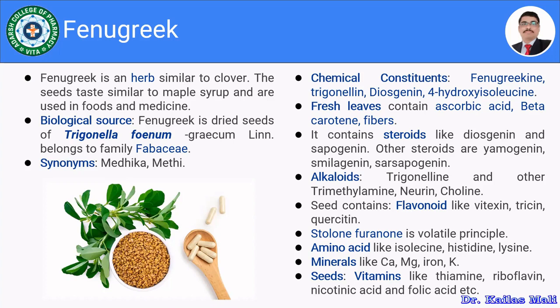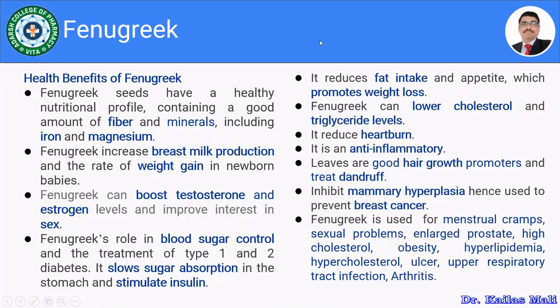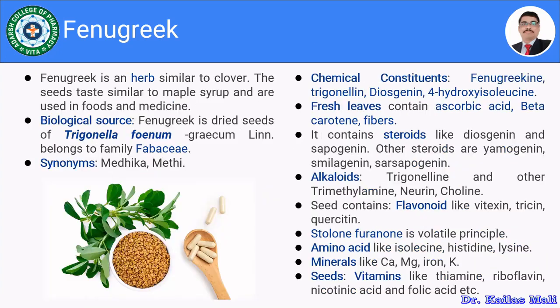So majorly the fenugreek comprises fenugreekine, trigonelline, diosgenin, then 4-hydroxyisoleucine. These are the major chemical constituents which are present in the fenugreek.